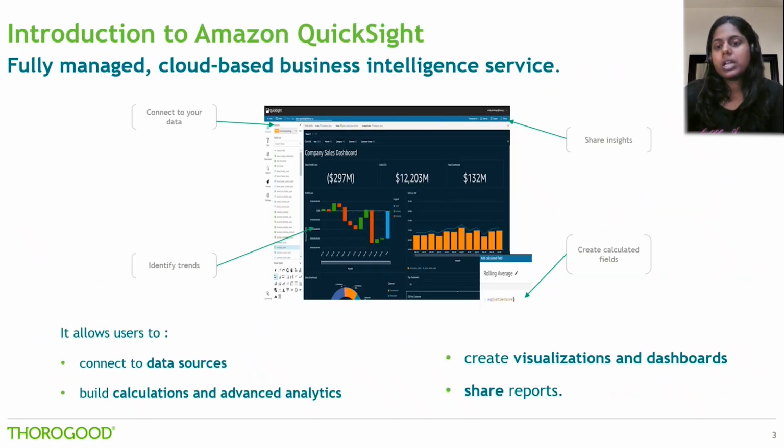Let's quickly look at what Amazon QuickSight actually is. Amazon QuickSight is a fully managed cloud-based business intelligence service within the AWS product suite. Everything is in cloud, which means we don't need to worry about provisioning any resources. We don't need to worry about any infrastructure needs. Everything is handled by AWS.